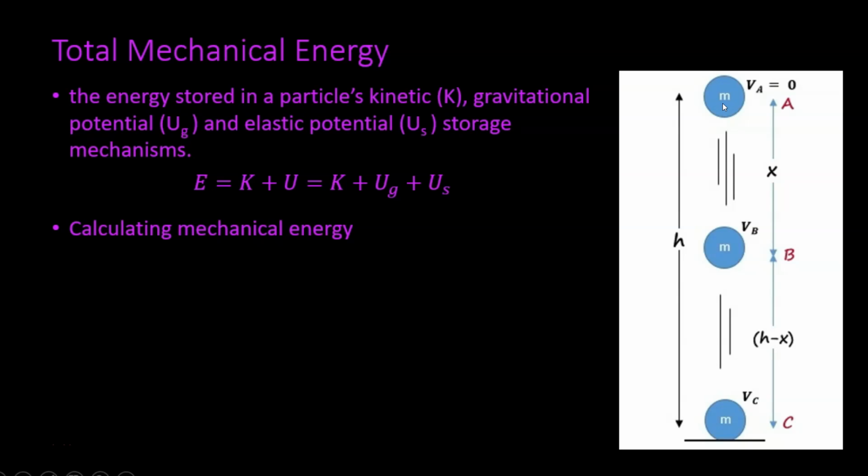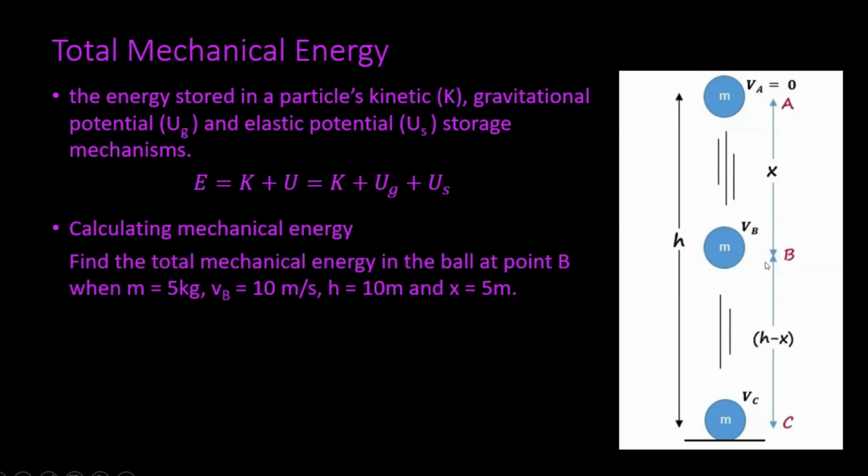Off to the right here, we have a situation where we have a ball that is a height h above the ground, and it's in the gravitational field. We'll assume Earth's gravitational field, and so the ball is going to start with an initial velocity of 0, and it's going to be dropped and falling. In our specific problem, we're asked to find the total mechanical energy at point B. When the mass of the ball is 5 kilograms, the velocity at point B is 10 meters per second, and the total or starting height was 10 meters, and at point B, the ball has fallen 5 meters.